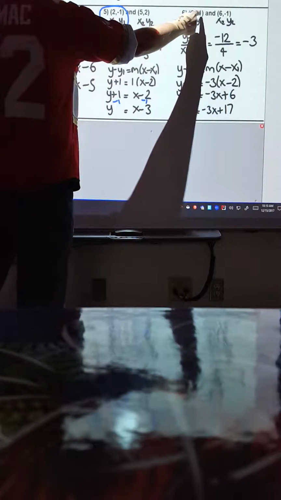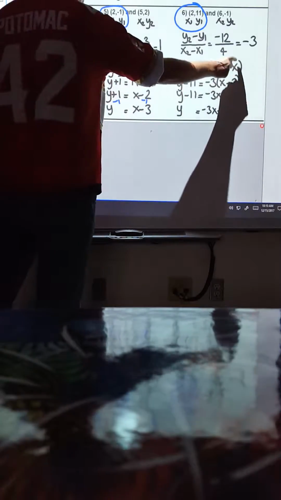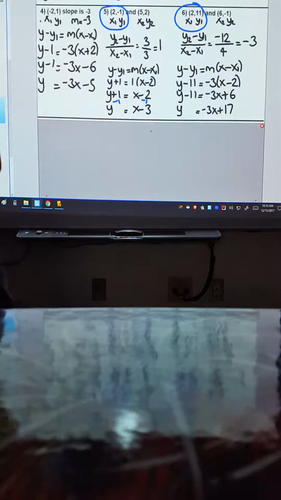Using our formula, we can then substitute in the numbers. So y1 was 11, so I'm using this coordinate here. The slope we just found out was -3, and x1 is 2, so we subtract 2.